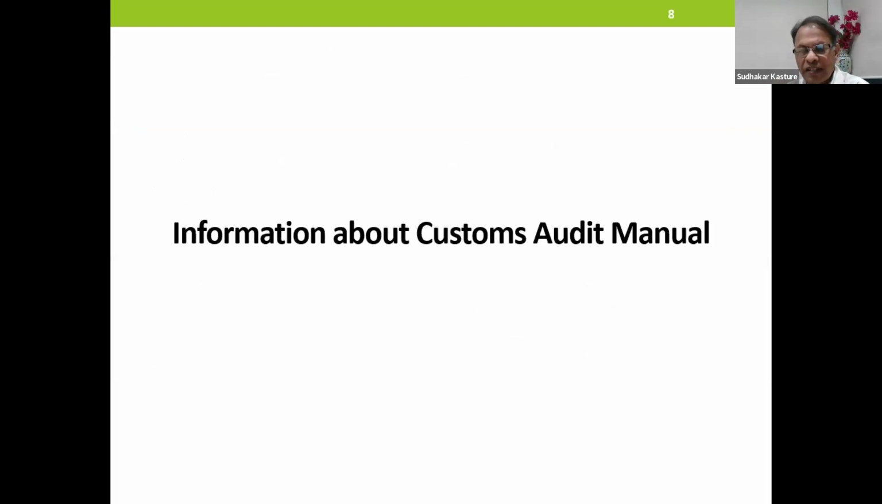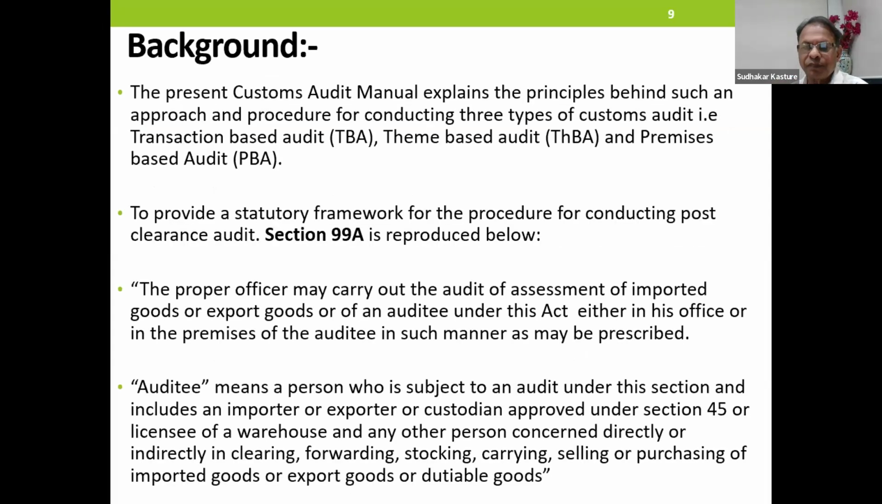Some information about the Customs Audit Manual. The present Customs Audit Manual explains 3 types of audits. One is called transaction-based audit. Second is called theme-based audit. And third is called premises-based audit. But before understanding these 3 things, let's understand the statutory framework.